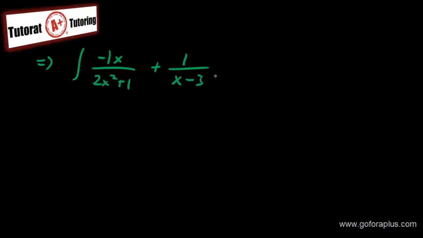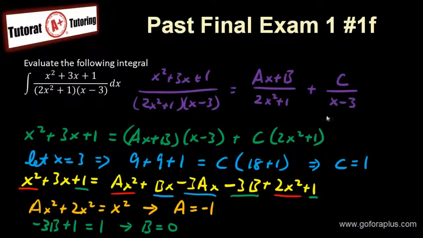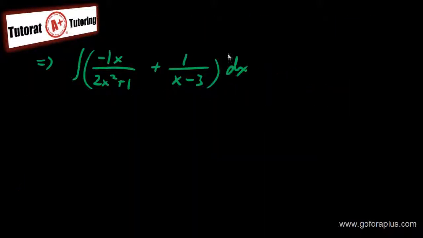So let's do that. So my integral is becoming the integral of (minus 1x plus 0) over (2x squared plus 1), and then I have my plus c. c is 1, over x minus 3. This whole thing is dx. So let me double check that. Yeah, so everything is good. Now, how do we solve these two integrals? You have to separate into two integrals and use substitution.